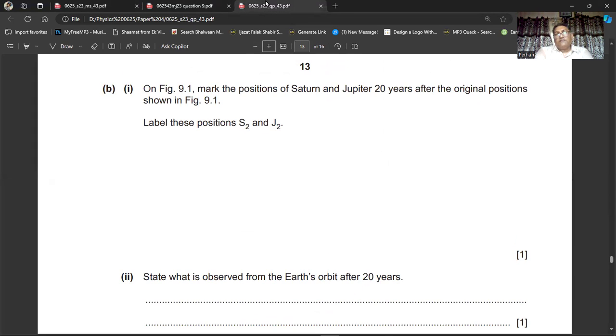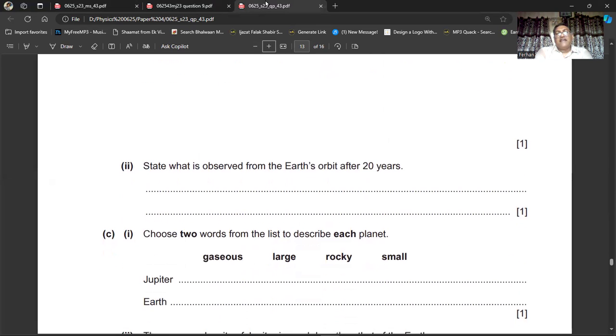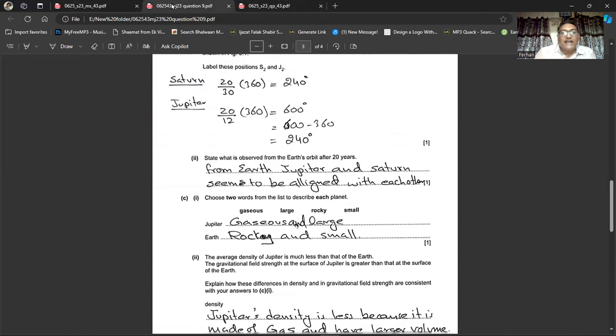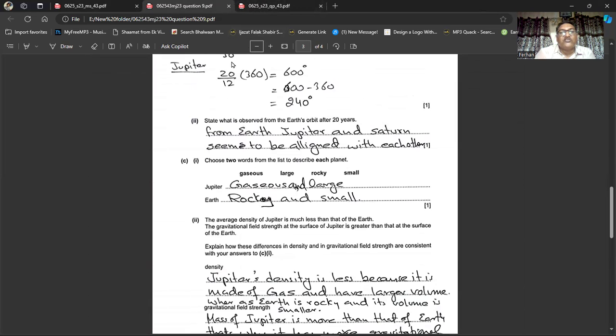Okay, now we move to question number 9B, second part. It says, state what is observed from the Earth's orbit after 20 years. After 20 years in that position, Jupiter and Saturn are in the same position. So when you look from the Earth, they seem to be aligned with each other. There will be Jupiter, and behind Jupiter will be Saturn. So my answer is, from Earth, Jupiter and Saturn seem to be aligned with each other.